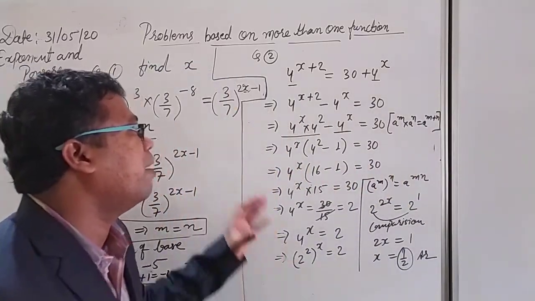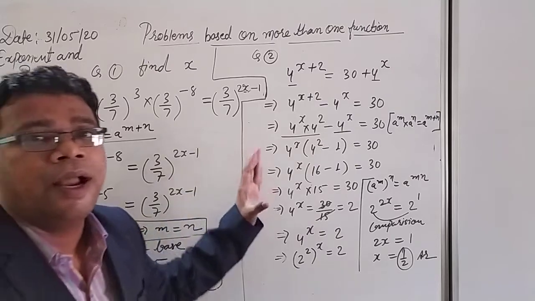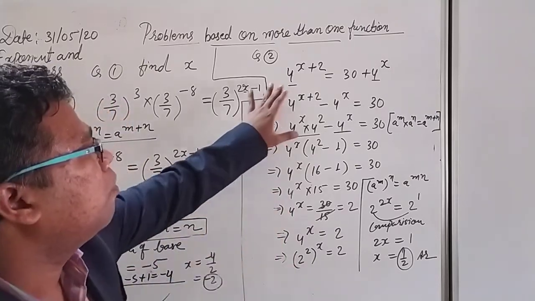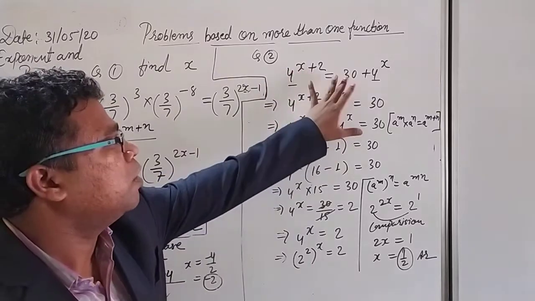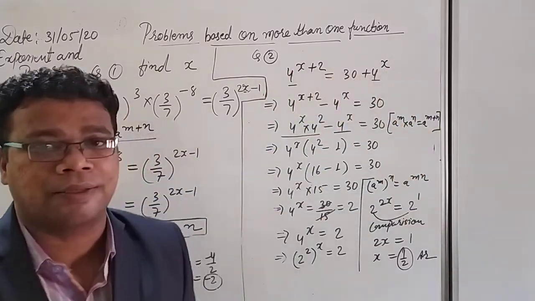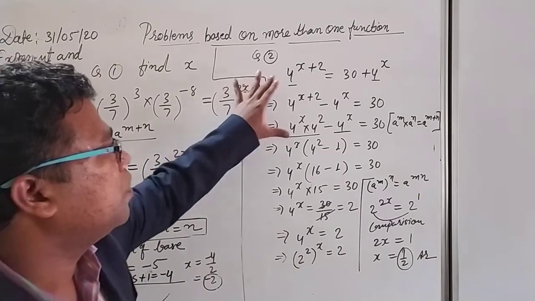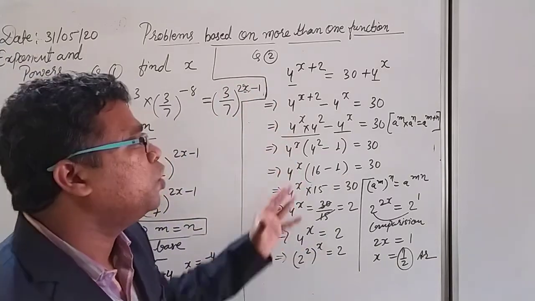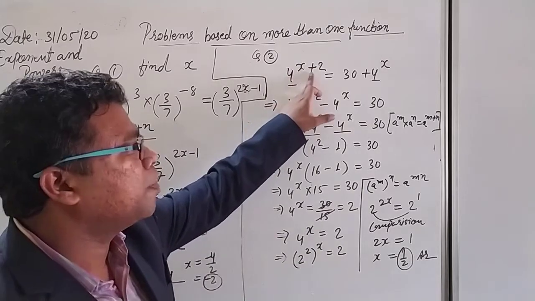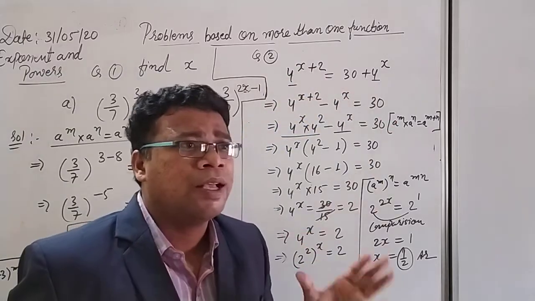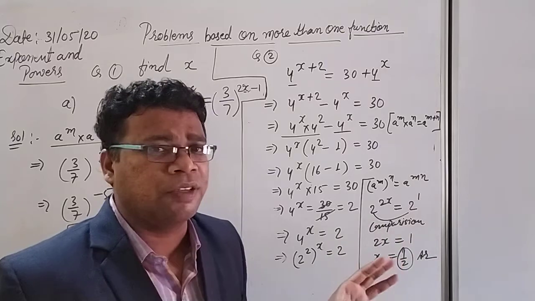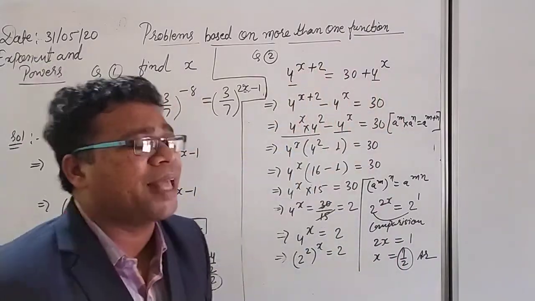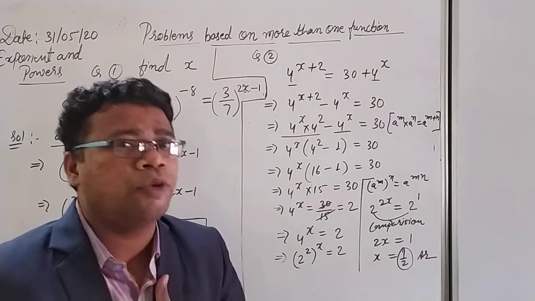Another problem I have written here, second question, and it is also a little typical. See the things. What is given to me? 4 to the power x plus 2 is equal to 30 plus 4 to the power x. If you look at it first, what can you calculate in your mind? Actually you will see here 4 to the power x plus 2 and here also 4 to the power x. So there might be some relation. 4 to the power x might have some relation with 4 to the power x plus 2. So what should I do first?